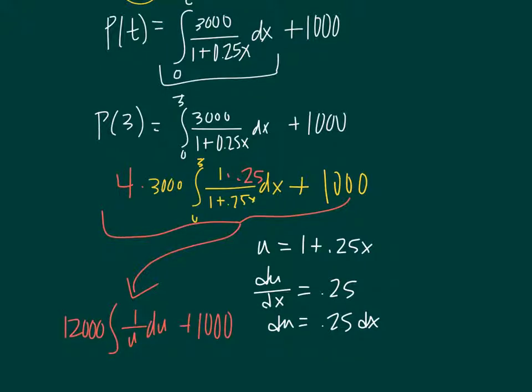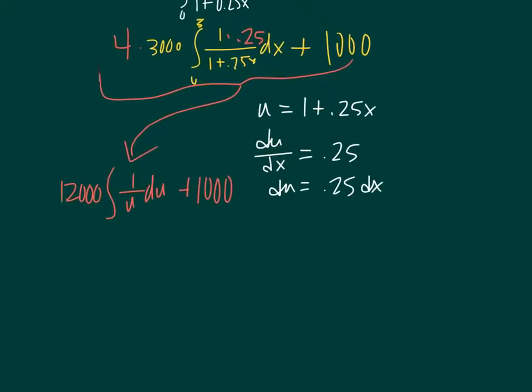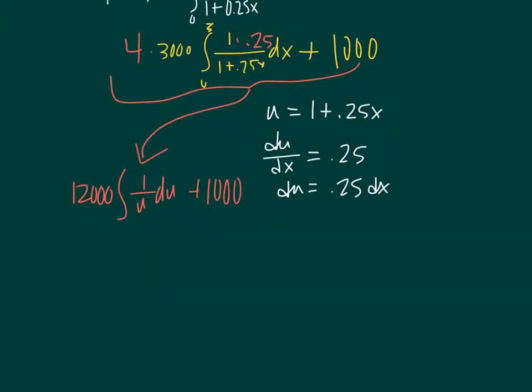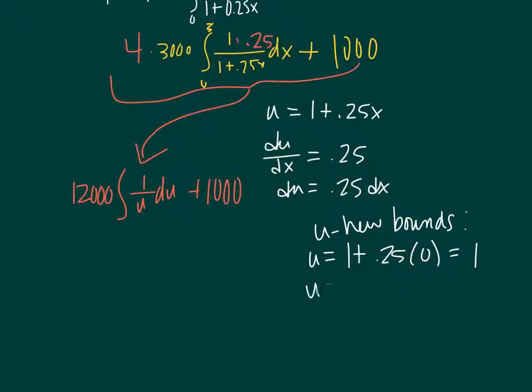We could either find new bounds or we can do substitution later. I've kind of just been finding new bounds, so I guess let's do it. I'll do it off to the side here. New bounds, or u bounds, whatever you want to call them. U is 1 plus 0.25x, so if I plug in 0, I just get 1. And if I plug in 3, I get 1.75. So my new integral is going to go from 1 to 1.75.